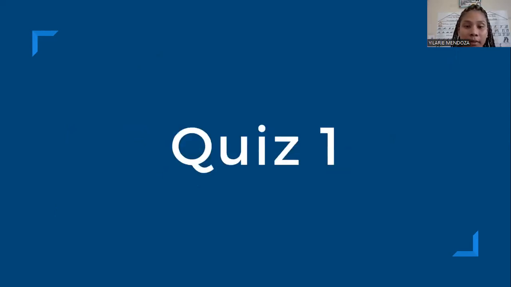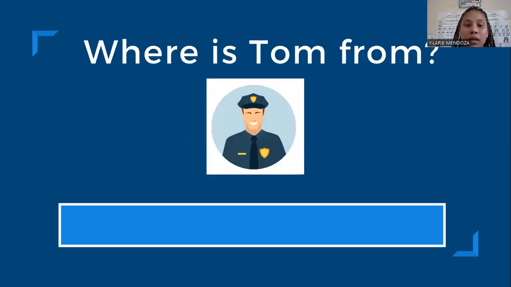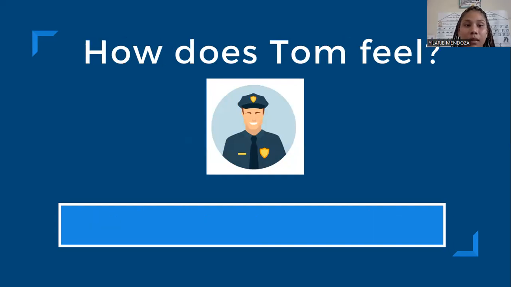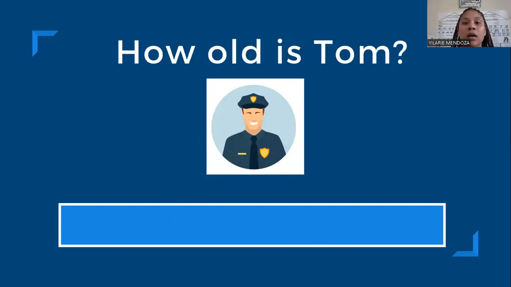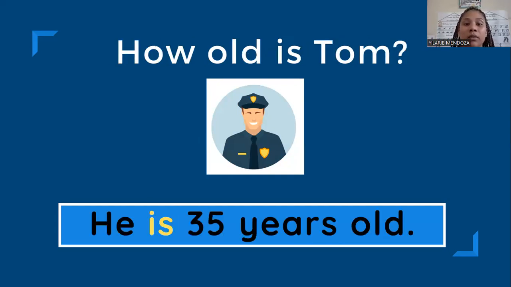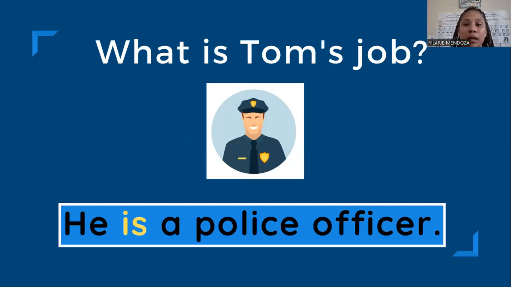Quiz number one. Who is he? He is Tom. Where is he from? He is from America. How does Tom feel? He is happy. How old is Tom? He is 35 years old. What is Tom's job? He is a police officer.